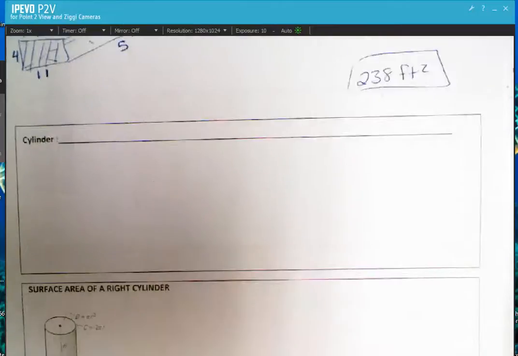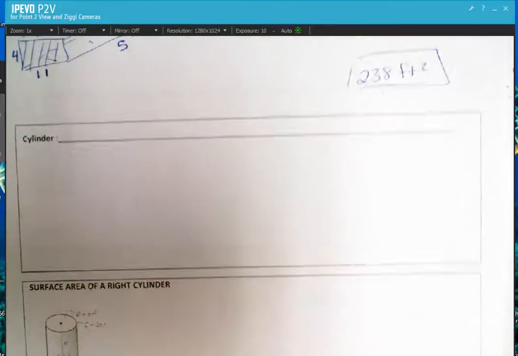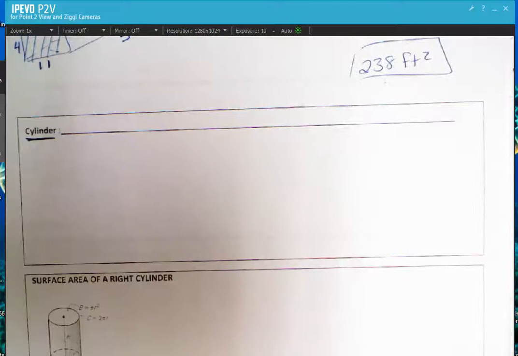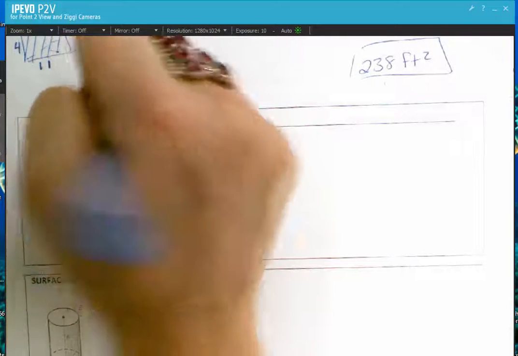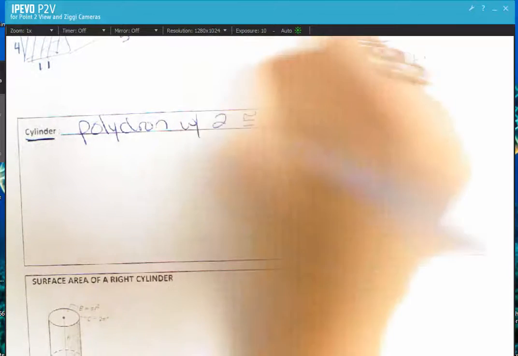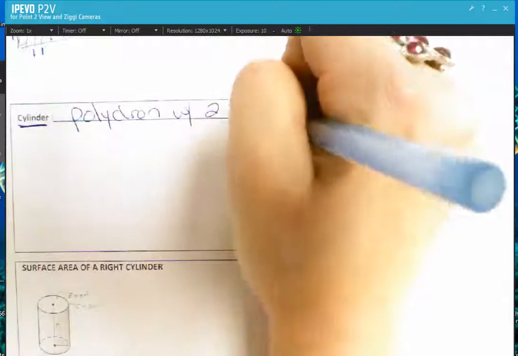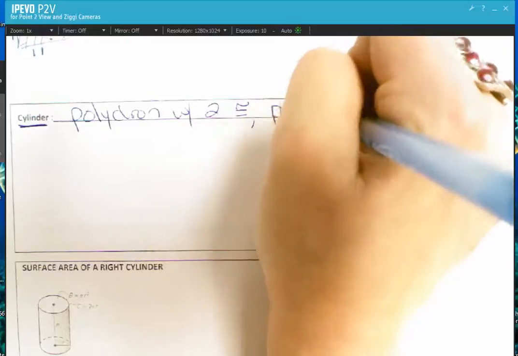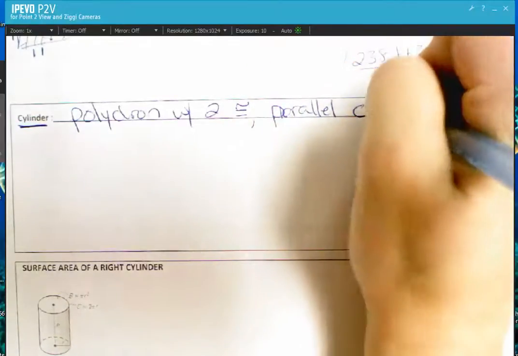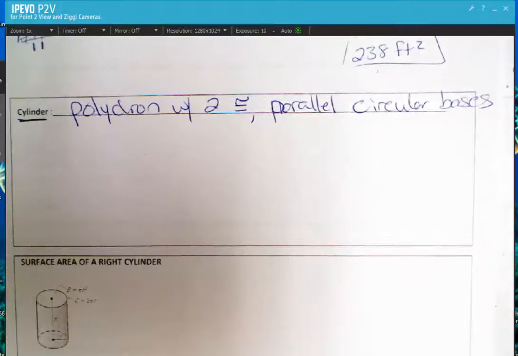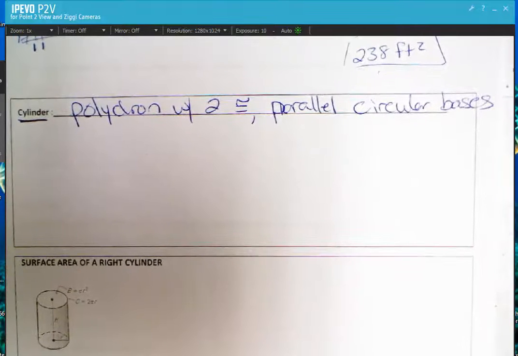All right, last thing I want to look at today is a cylinder. So we're going to look at cylinders. Cylinder, let's remind ourselves, is a polyhedron with two congruent parallel circular bases. So we're on the same track, only this time instead of being a polygon on either side, we have a circle.